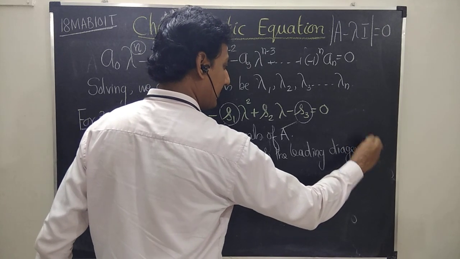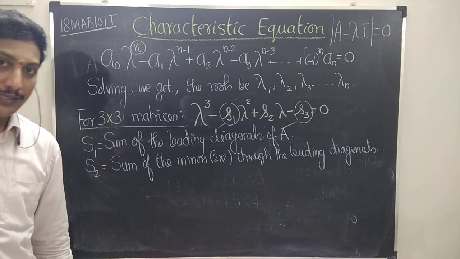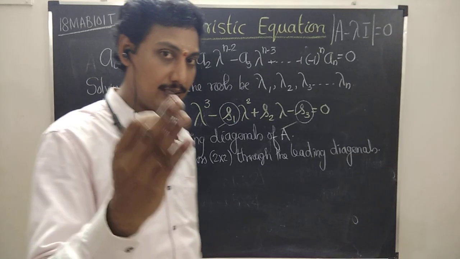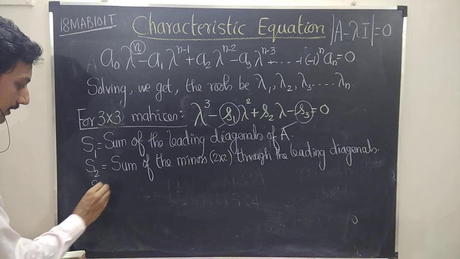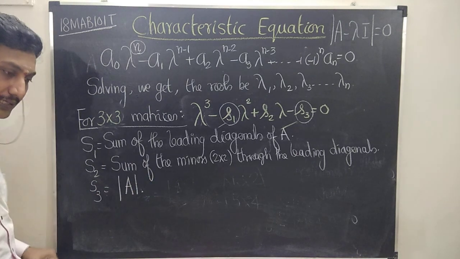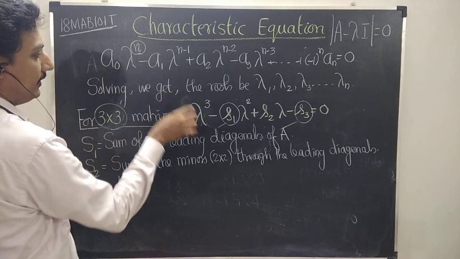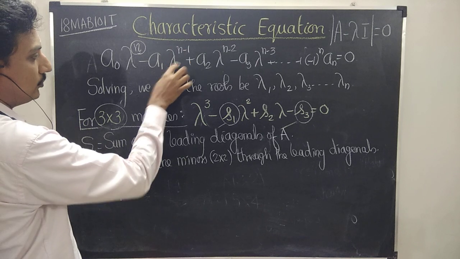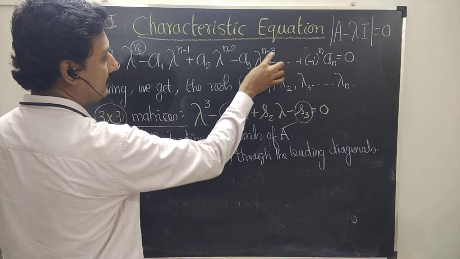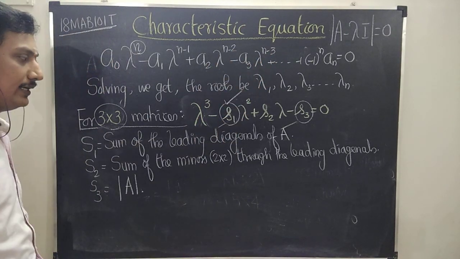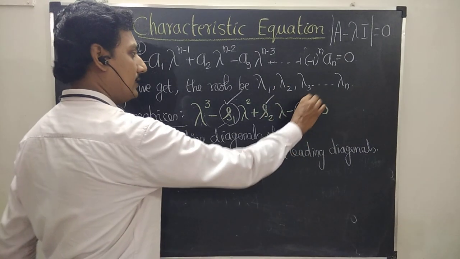I can give one example so that you can understand. What about S2? S2 is the sum of the minors through the leading diagonals. How many diagonals do we have for the 3 cross 3 matrix? 3 diagonals. So let us see how we are going to consider. What about S3? S3 is the determinant of the given matrix A. That's it. Once again, for a 3 by 3 matrix, n equal to 3: lambda cube minus S1 lambda power 3 minus 1, 2, plus S2 lambda power 3 minus 2, 1, and minus S3 lambda power 3 minus 3, 0. S1 is the sum of the leading diagonal elements, S2 is the sum of the minors through the leading diagonal elements, and S3 is the determinant of A.